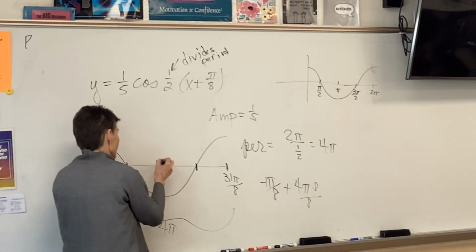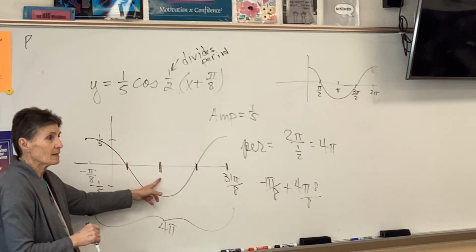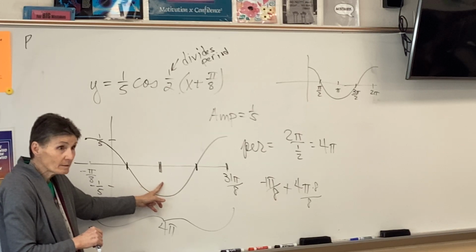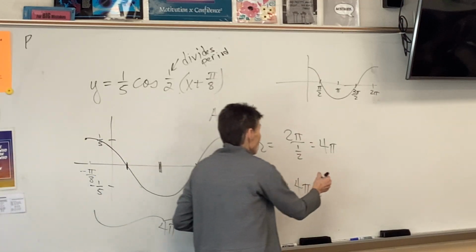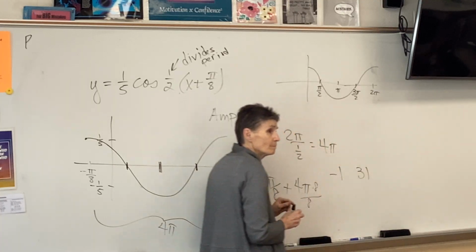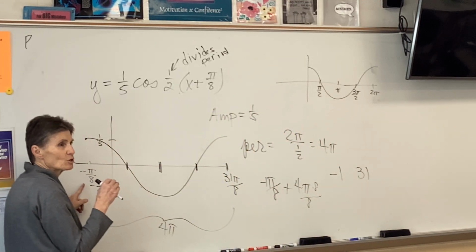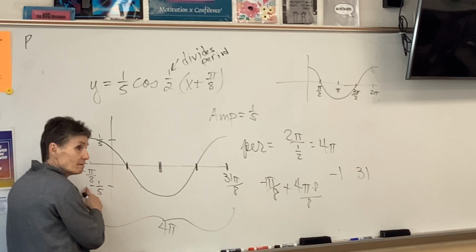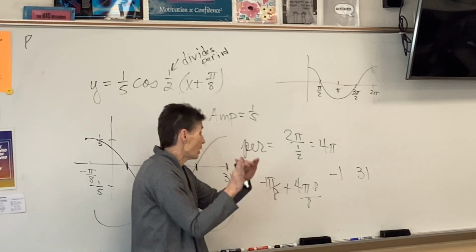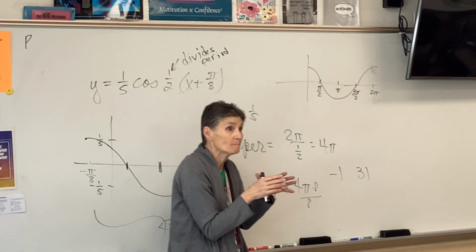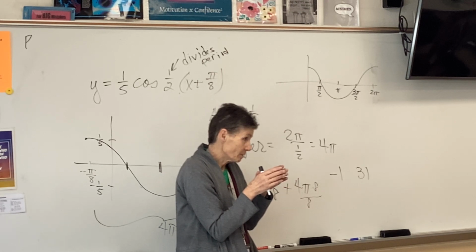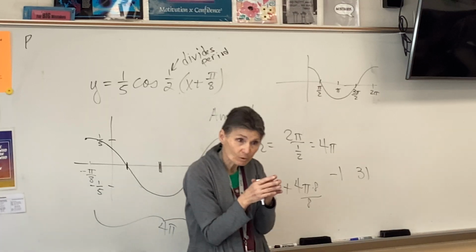Now, tell me about that guy right there. He is the midpoint of negative 1/8 and 31/8. I'm not putting the fractions in. So I need the middle of negative 1 and 31. So how do I find the midpoint? I add and divide by 2. Midpoint is average.